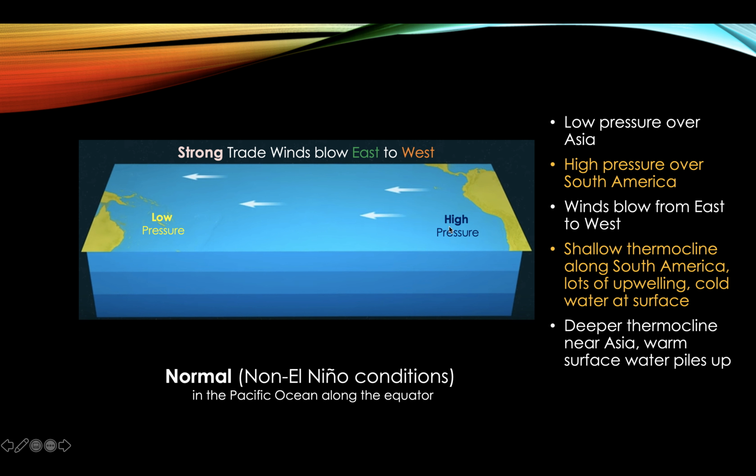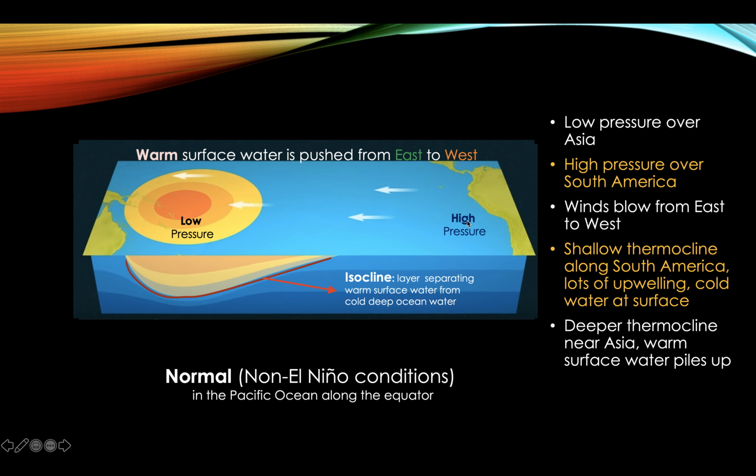Because we have a high pressure here and a low pressure there, that means that the air is going to move. Air will always move from high to low. So we have the trade winds blowing from east to west over the Pacific Ocean. So this is the normal situation. And as the trade winds blow, they push all the warm surface water also towards Asia and Australia and away from South America. And so this forms the isocline, right?